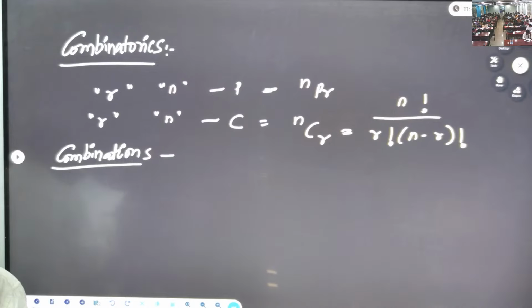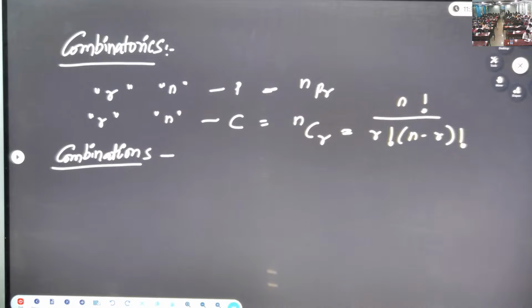What is the value? What is your n value? What is your r value?